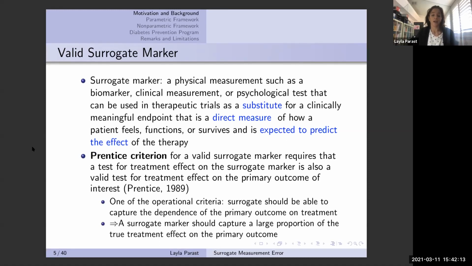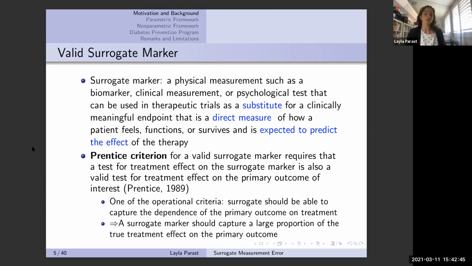In 1989, Ross Prentice published this landmark paper that basically every paper on surrogate markers since then references, where he proposed a criterion for a valid surrogate marker, where he required that a test for treatment effect on the surrogate marker also be a valid test for the treatment effect on the primary outcome.